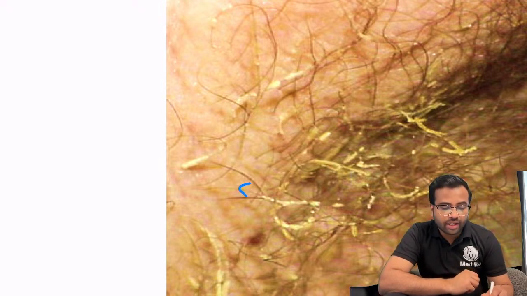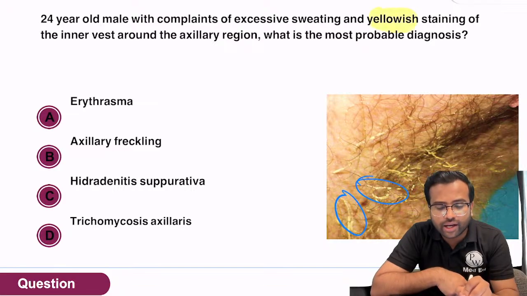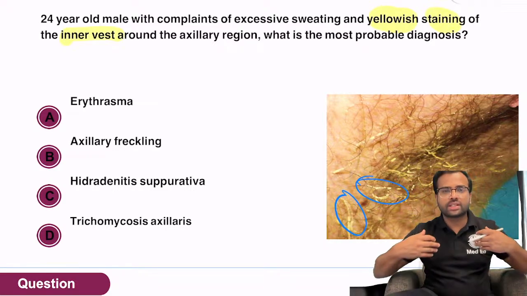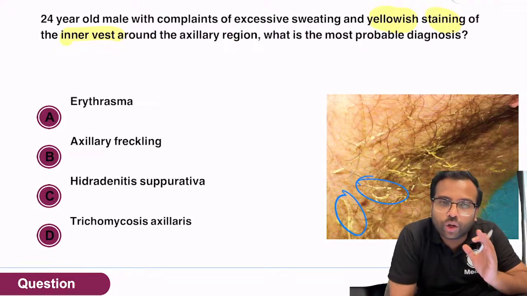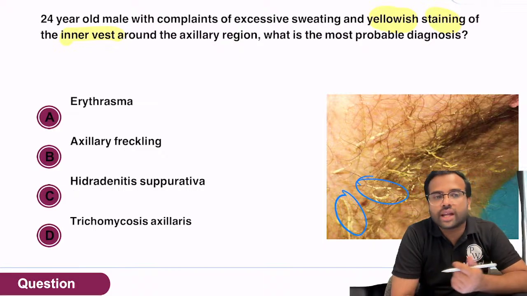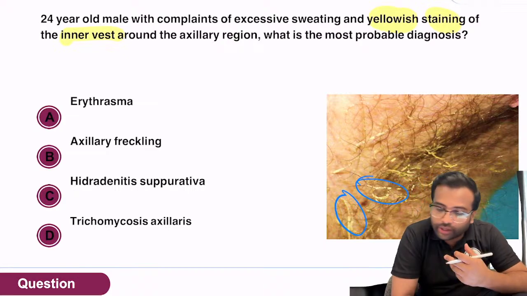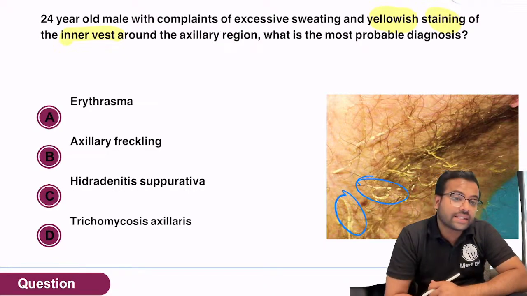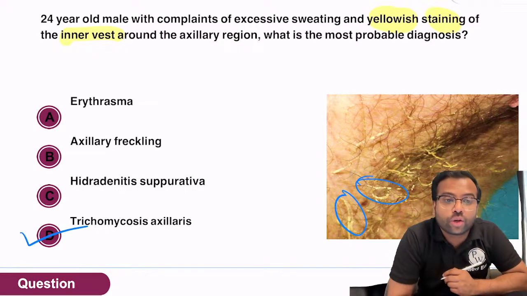So you can see that here on the patient's axillary hair there are multiple yellowish concretions or yellowish growths over the axillary hair, and the patient is also complaining of a yellow staining of the inner vest, the banyan which you wear inside, which shows a yellowish staining over the axillary region. So what is the diagnosis? Does it happen in erythrasma? Actually, this doesn't happen in erythrasma. In the chat box also I can see multiple things, C versus D. Please remember, this is going to be D, that is trichomycosis axillaris.